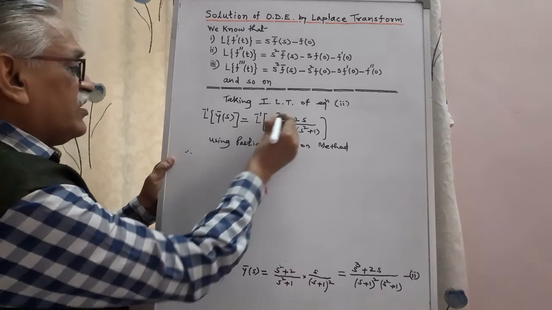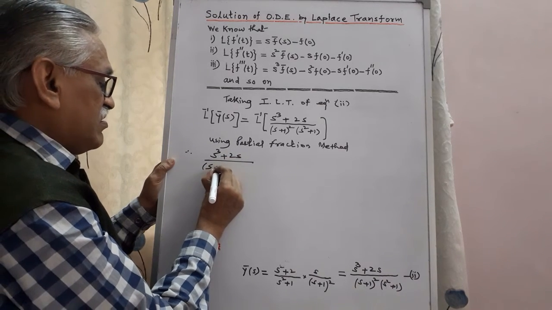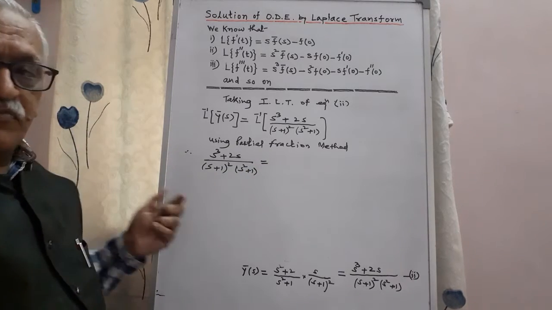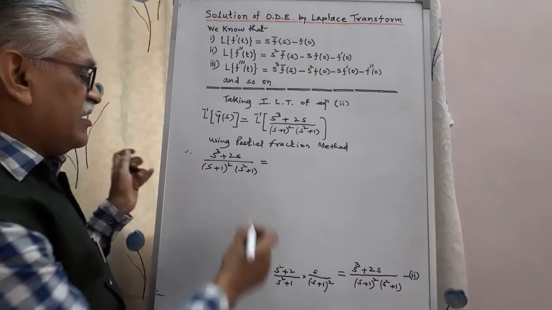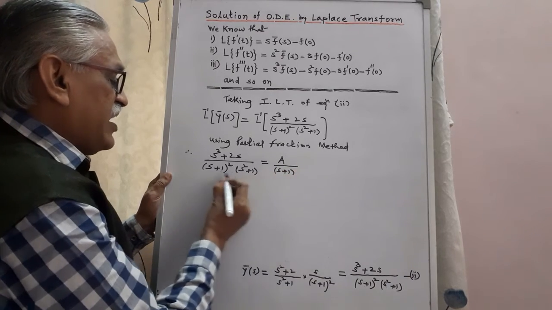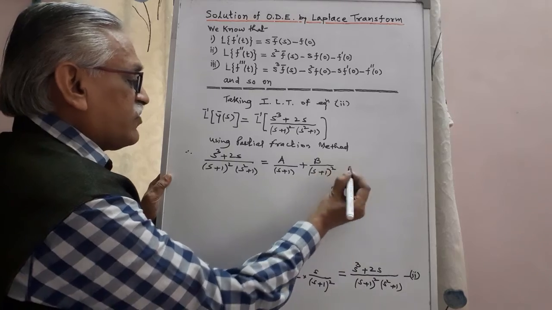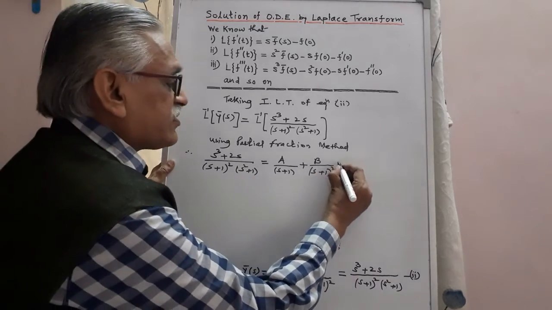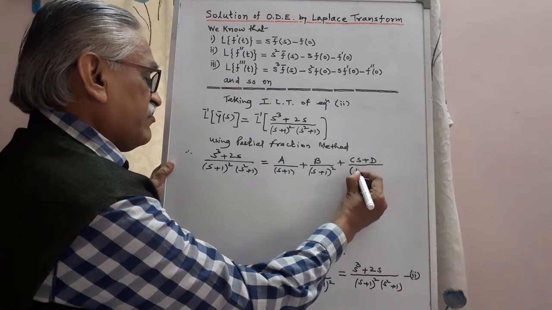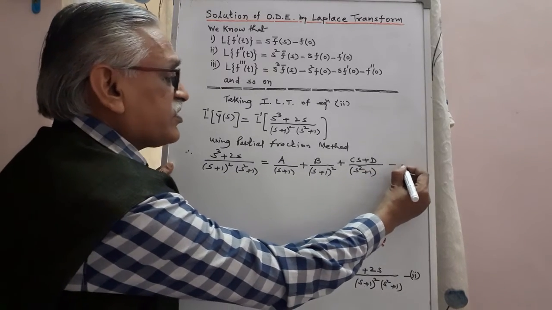We have the term s cube plus 2s divided by s plus 1 whole square into s square plus 1 is equal to, applying case 2, when factors are real and repeated, we write like this: a upon the first factor s plus 1, as it is repeated, b upon, we increase the power by 1, therefore it is s plus 1 bracket square, and the second one is a quadratic factor, therefore next is cs plus d divided by s square plus 1, and we call this equation 3.